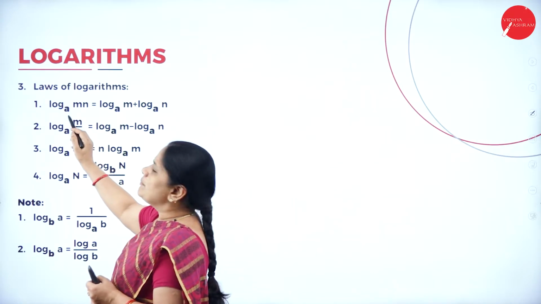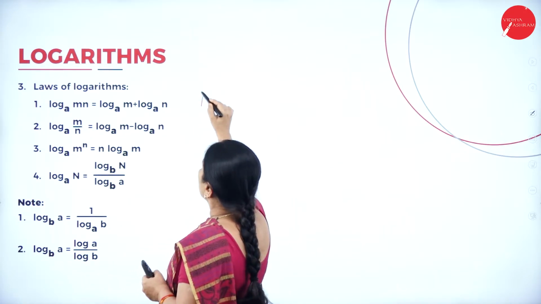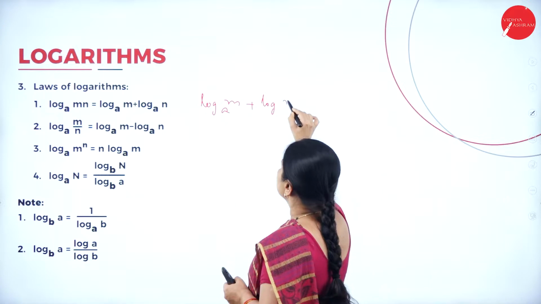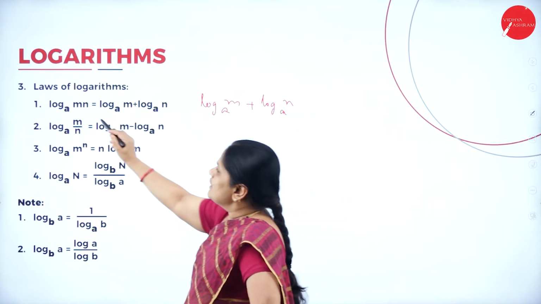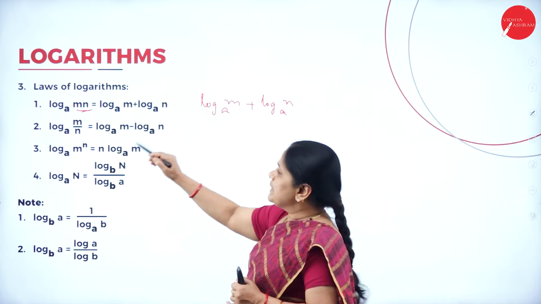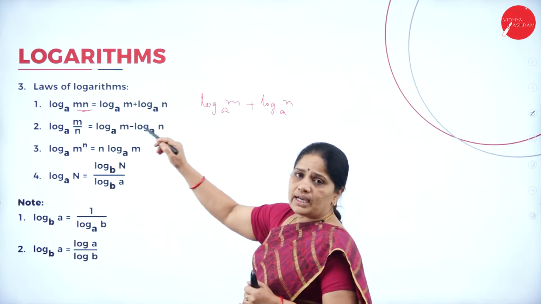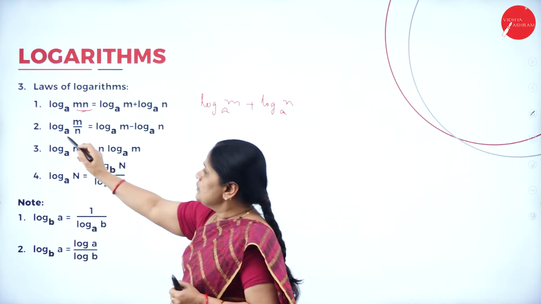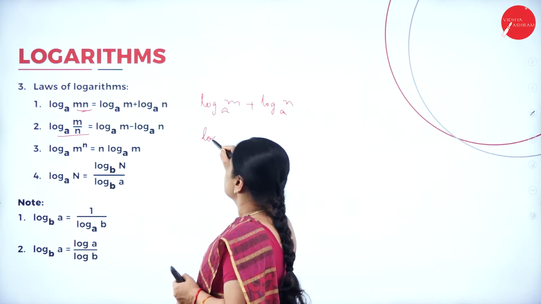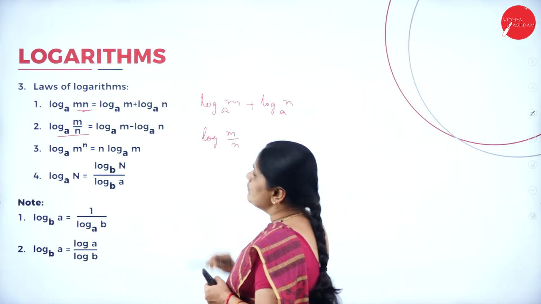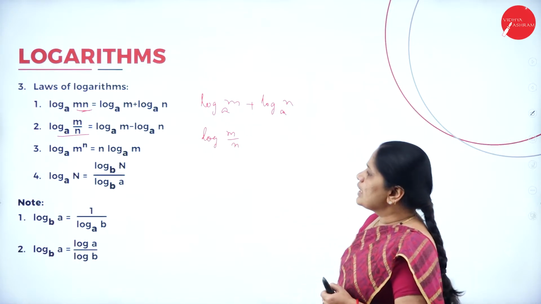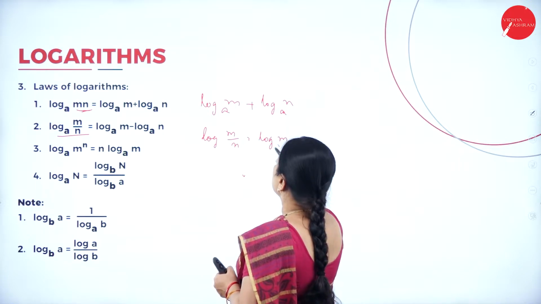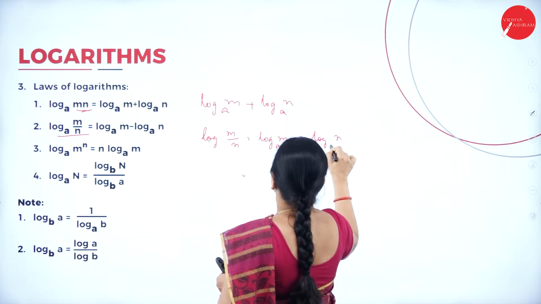Log of mn to the base a will be equal to log m to the base a plus log n to the base a. So whenever you are given log of m into n, it means that you have to add log m to the base a plus log n to the base a. Suppose you have log m by n, a division of the numbers. So log m by n to the base a will be equal to log m to the base a minus log n to the base a.